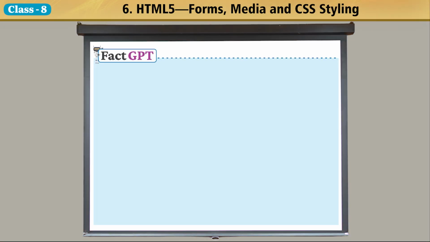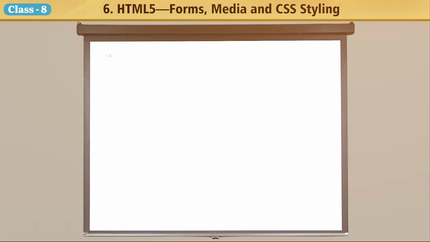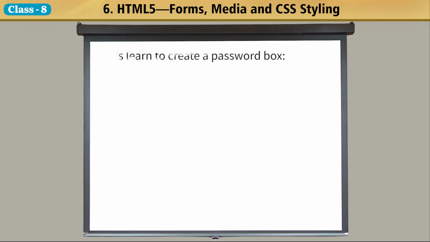A default text value appears in the text box when the user views the form. We can use default values to display instructions about the type of data required, give users an example of the data we are looking for, or show a popular choice or response. To specify a default, we can add the value attribute to the input tag, for example. Let's learn to create a password box.